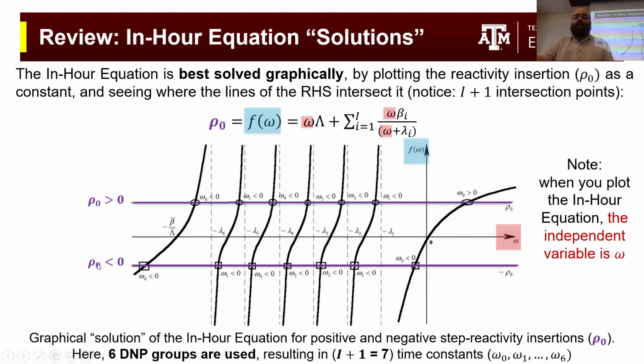If the reactivity insertion is negative, then the first I time constants are still negative, and the other time constant, omega zero, becomes negative too. This omega zero is the algebraically largest time constant, the one that's always going to be closest to zero. So if the insertion is negative, all of my time constants are negative, and one of them, omega zero, is the least negative. And if the reactivity insertion was zero, then all of these I time constants would be negative, and one time constant would be zero.